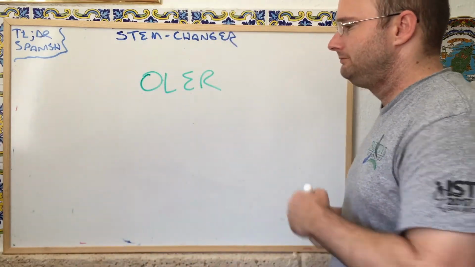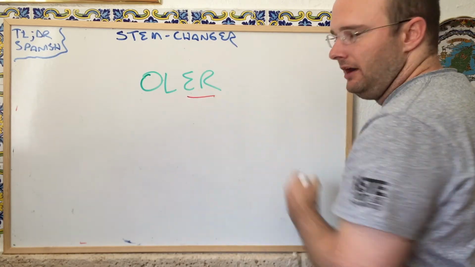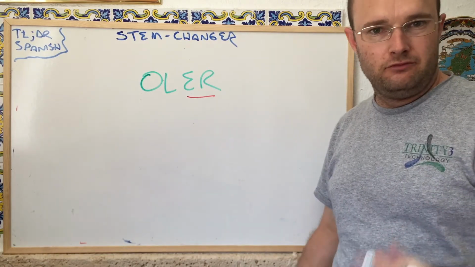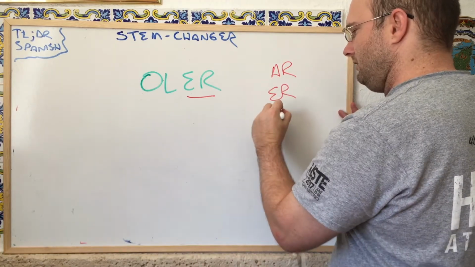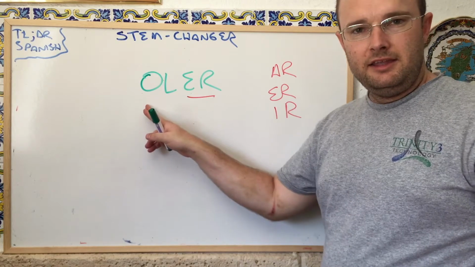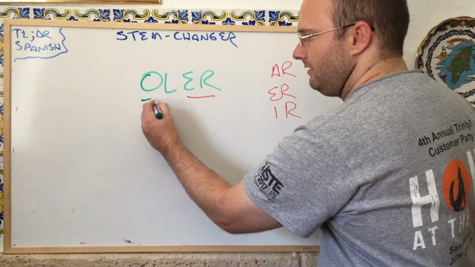So take a look at the verb for to smell. Oler. Oler's ending is ER. In Spanish, we have three different types of verb endings, either AR, ER, or IR. Now, in the stem of the verb, we'll have a vowel. In this case, we have an O.